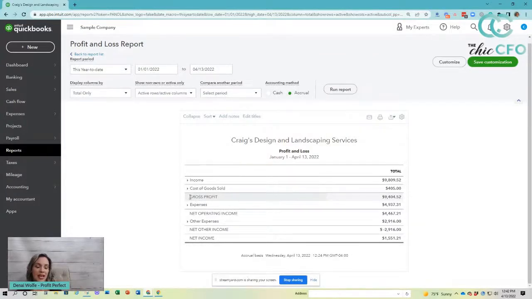So here is how this all works. You've got your income, which is all the revenue generated. This is everything your customers have paid you. Then you have your cost of goods, which is everything you had to purchase in order to get your product or service to your clients, right? So it was a necessity.